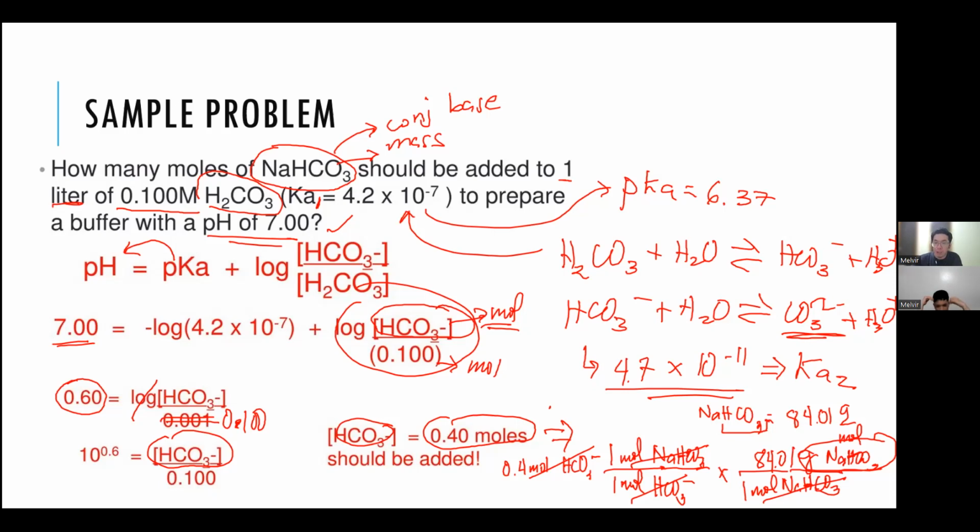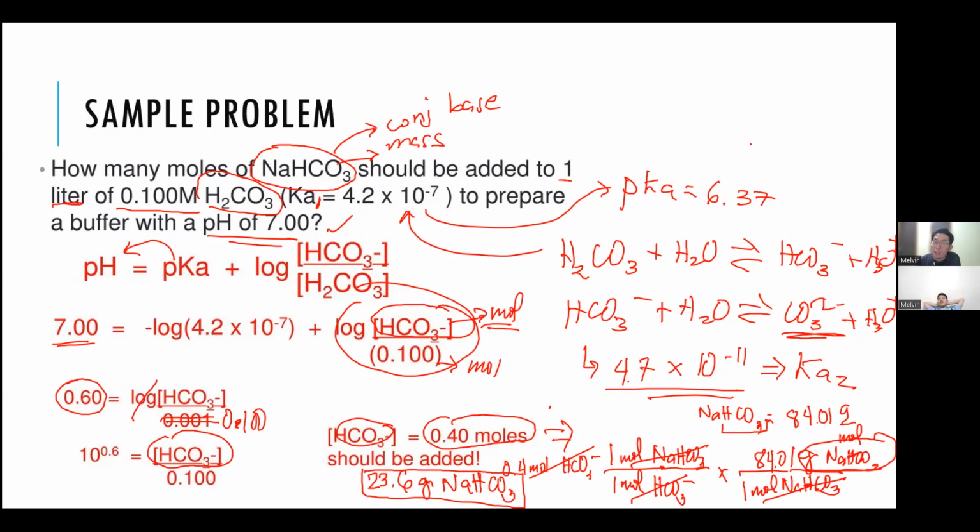0.4 times 84.01. Solve that, Josh. Kasi 0.4 moles lang ito. Tapos, i-describe natin kung paano siya i-prepare. Sa bagay, ang tanong lang dito, how many moles. Pero, 33.6... again, 33.6. 23.6 grams sodium bicarbonate. So, madami-dami, no?